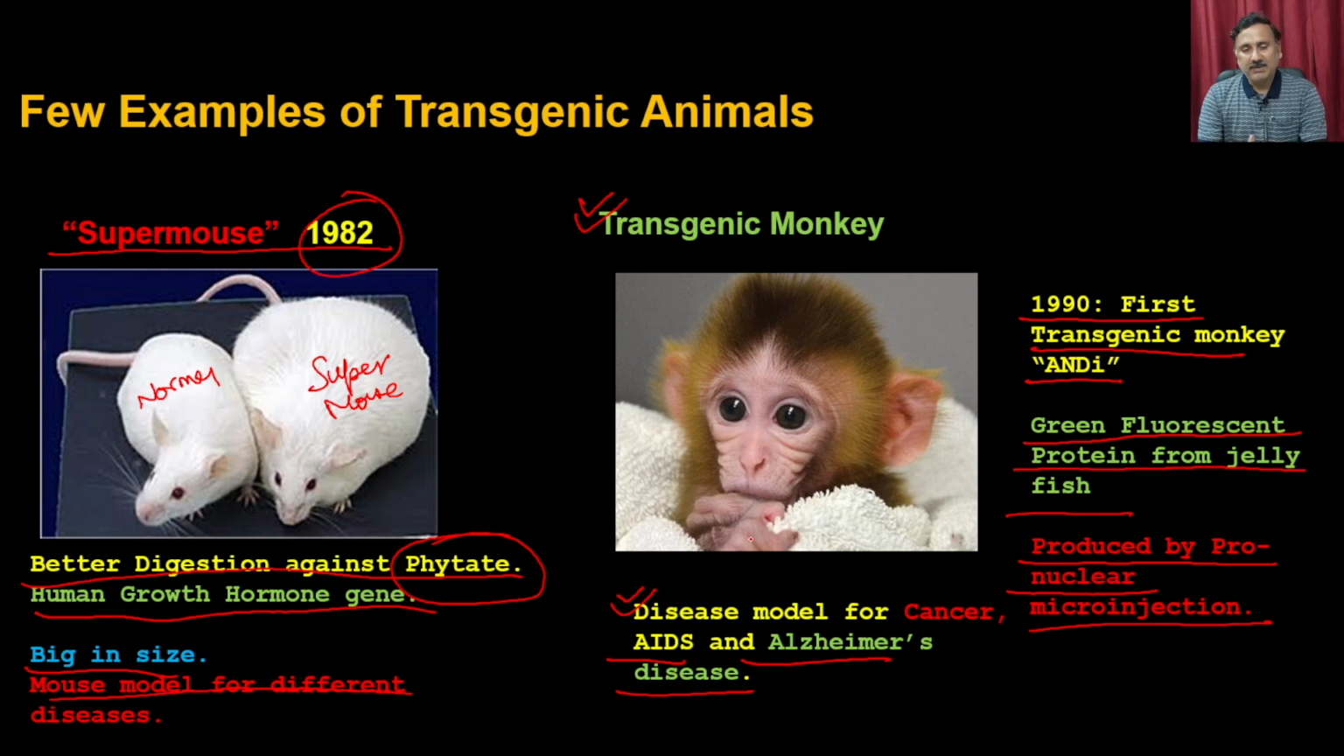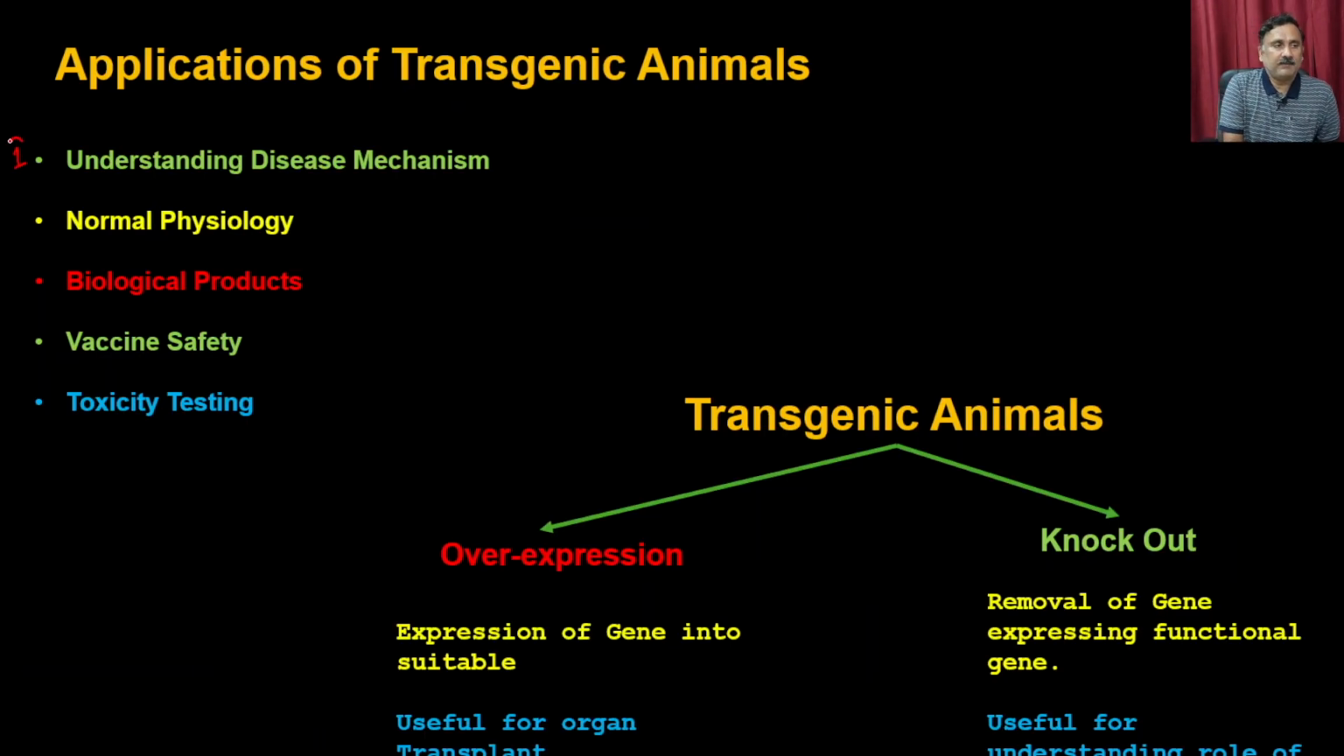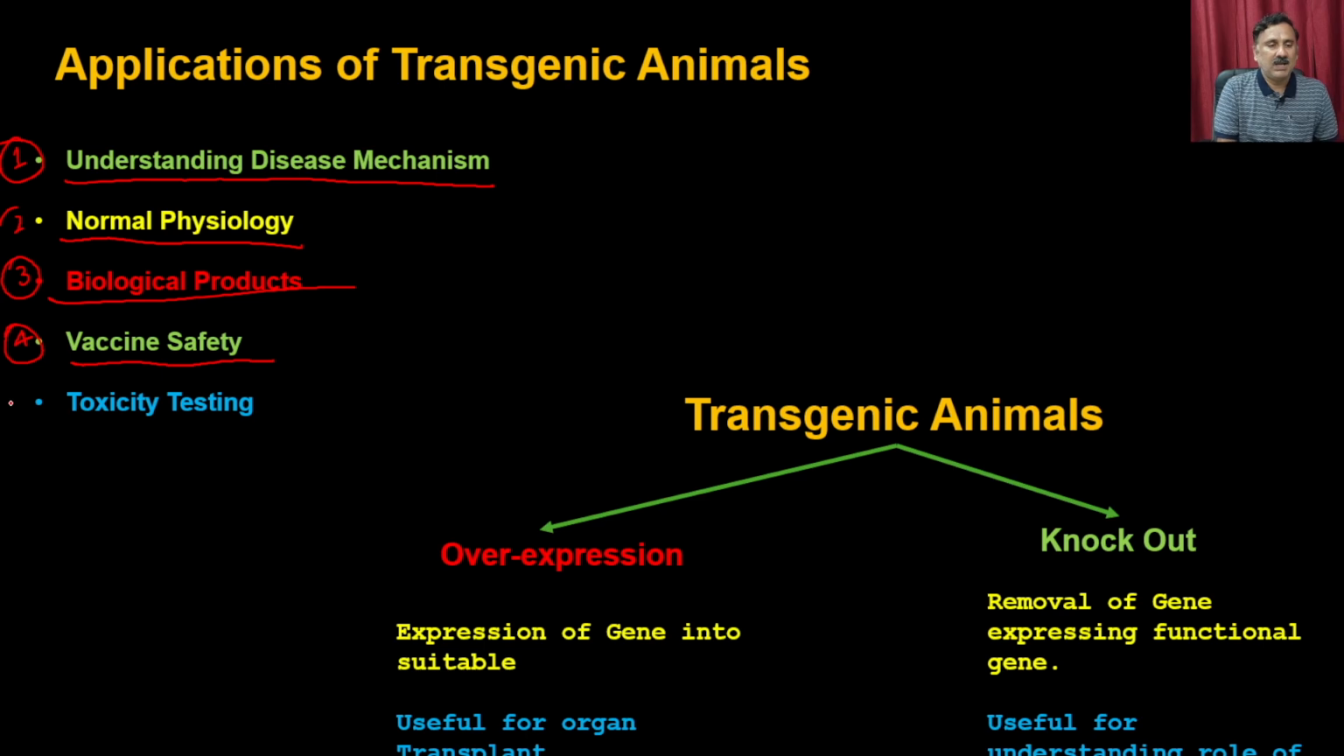Now, what is the application of transgenic animals? There are multiple areas where transgenic animals can be used. First is understanding the disease mechanism, the second is understanding normal physiology, the third is biological products, number four is vaccine safety, and number five is toxicity testing.